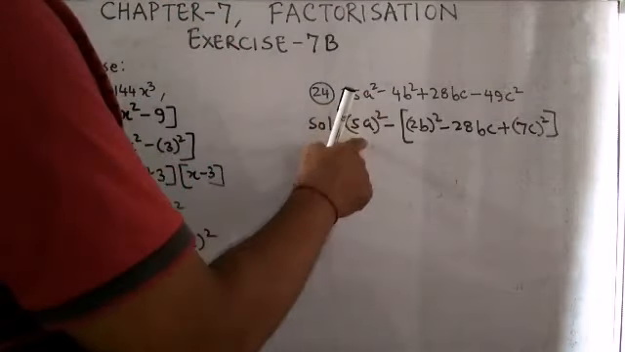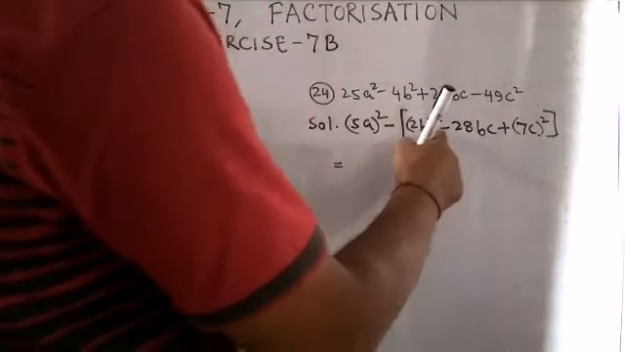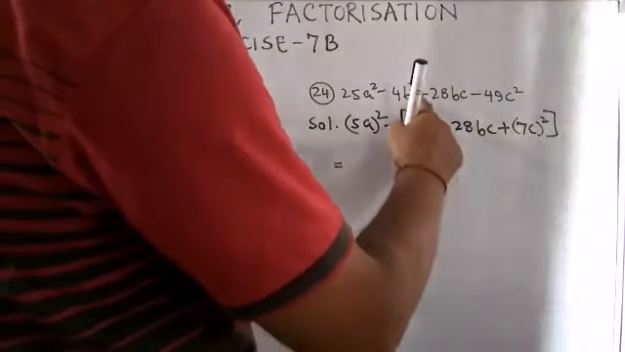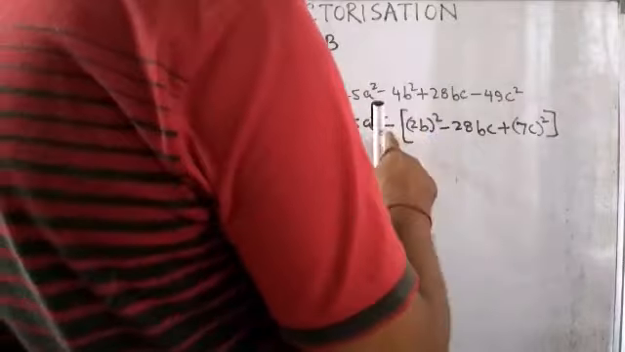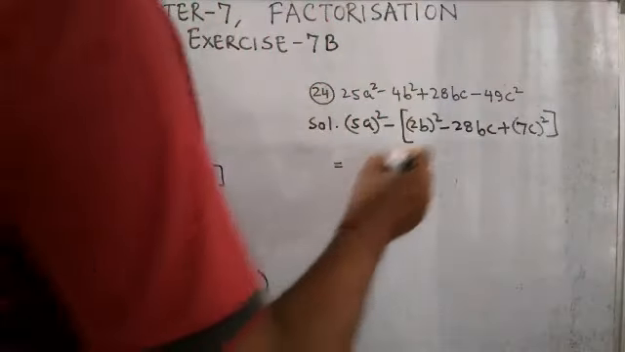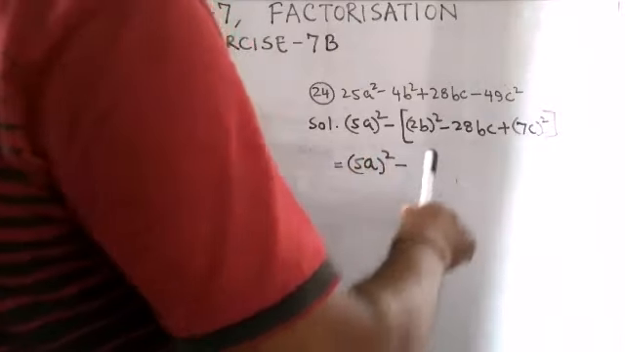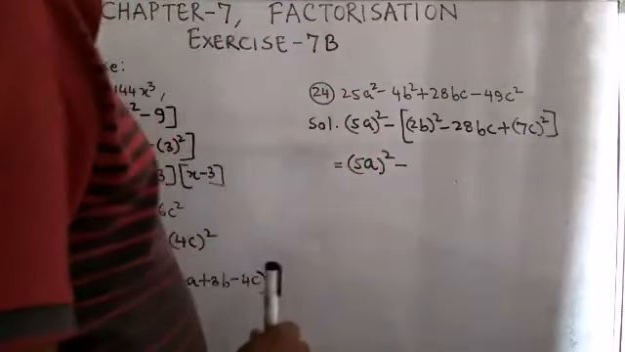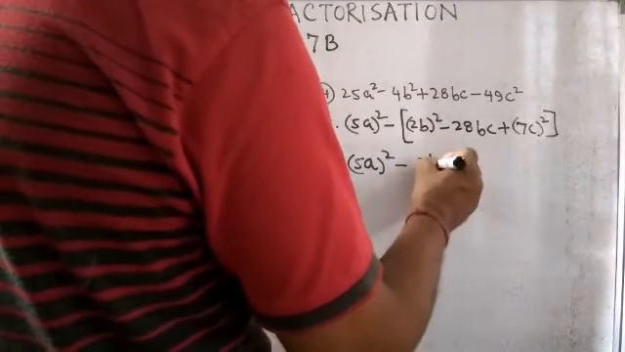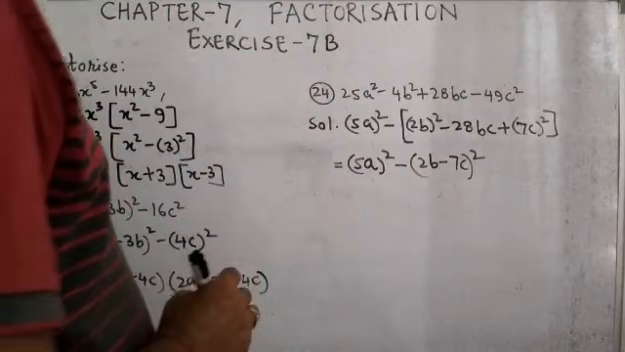Look, this 25a square now becomes the square of the first expression, and in the next, 2b square, that is 4b square, multiplied by minus gives minus 4b square, minus into minus gives plus 28bc. Now minus into plus, minus 7c whole square, that means 49c square. Now 5a whole square minus, this will now become the square of 2b minus 7c whole square, by following the identity a minus b whole square.